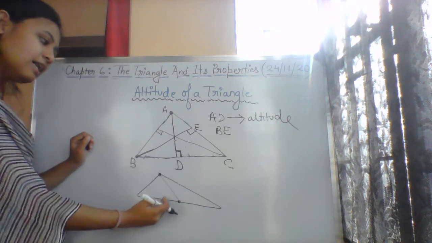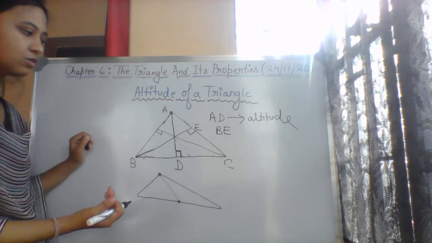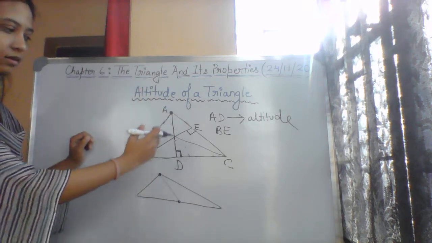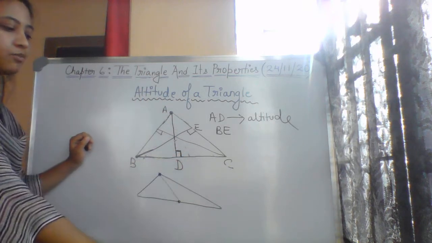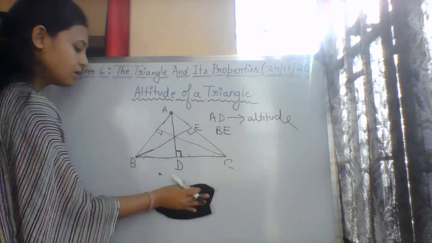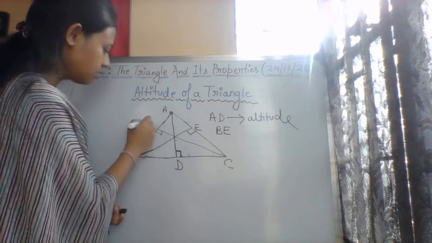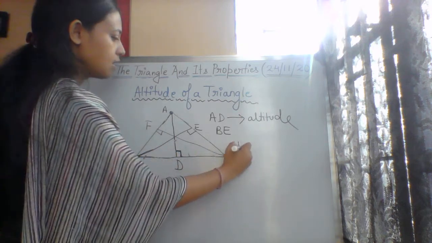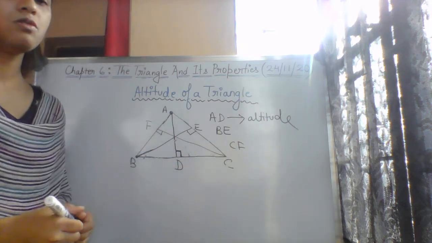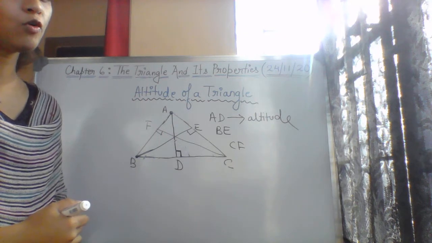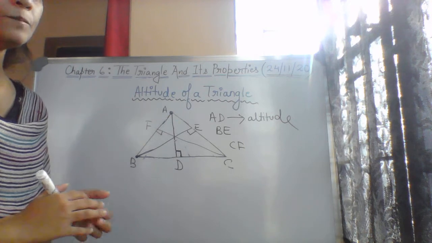It can be a vertical line also, it can be a slant line also. But here always vertical height. Okay, so 90 degree should be there. So this is the difference between altitude and median. So here also we can get CF also as the altitude. So how many such altitudes are possible in a triangle? I hope you got the answer.